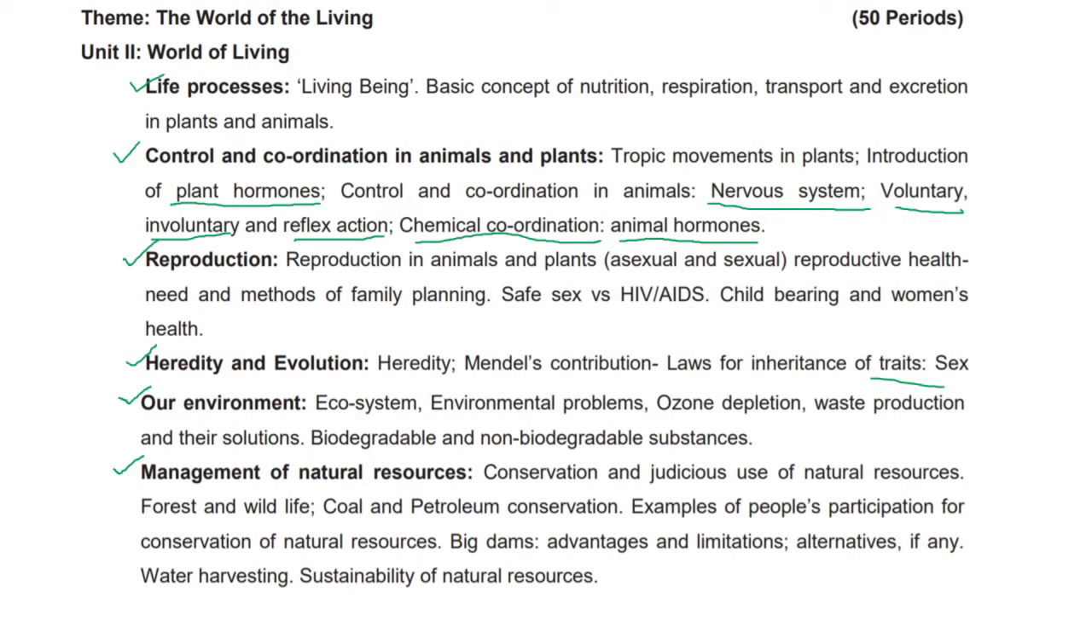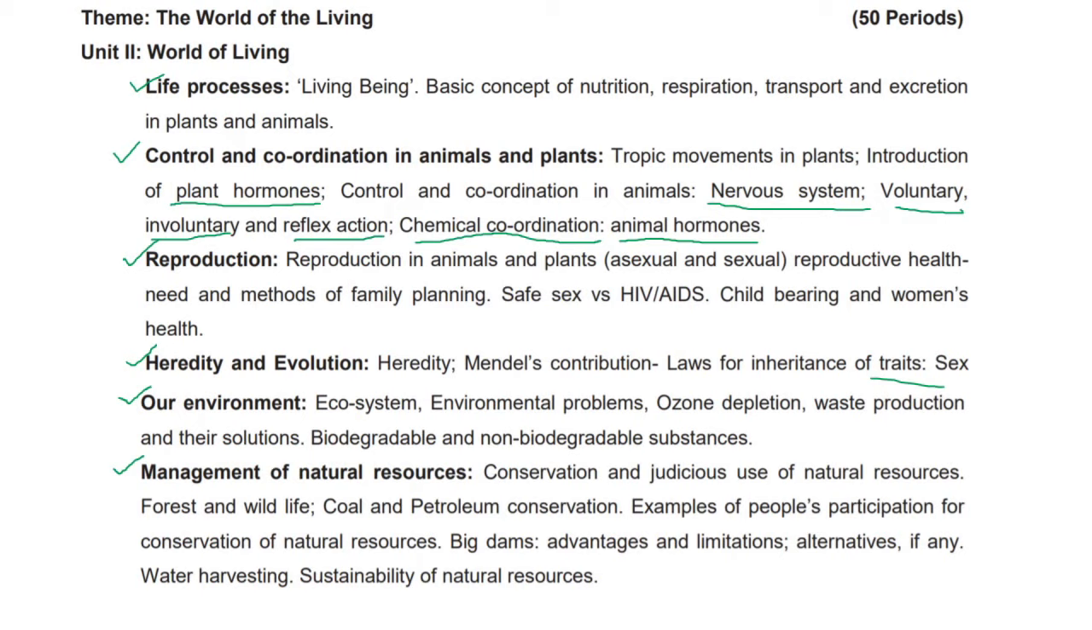In the last chapter, management of natural resources, we will talk about the conservation and judicious use of natural resources. We have to understand first what are natural resources, why are they important, and then we have to understand why we need to conserve them and how can we conserve them. Now in this we will talk about forest and wildlife, coal and petroleum conservations, examples where people have participated for the conservation of nature and natural resources.